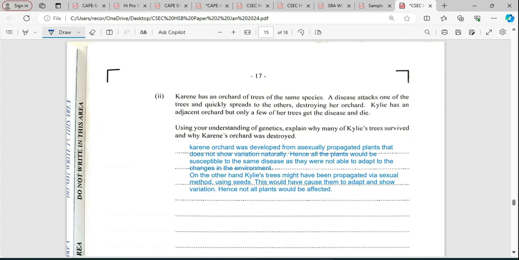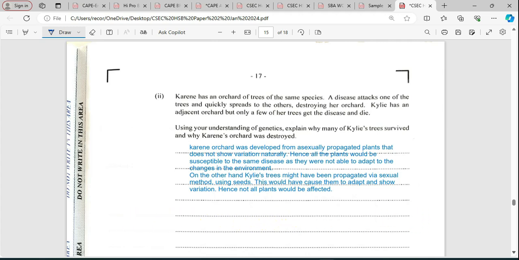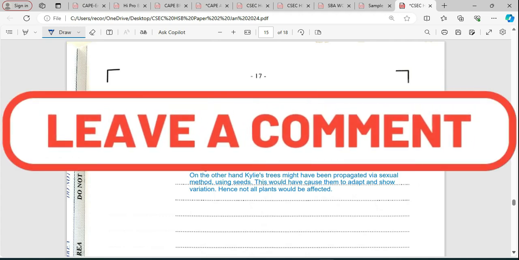On the other hand, Kaylee's trees might have been propagated via a sexual method using seeds. Now, this method would have caused them to adapt and show variation. Hence, not all the plants would be affected by the disease, as those that are more tolerant would definitely not be affected by the disease.